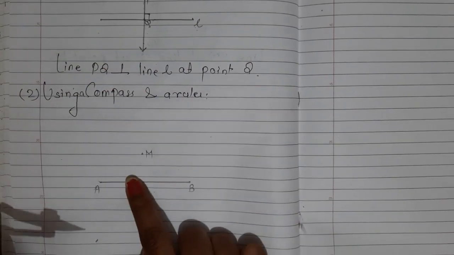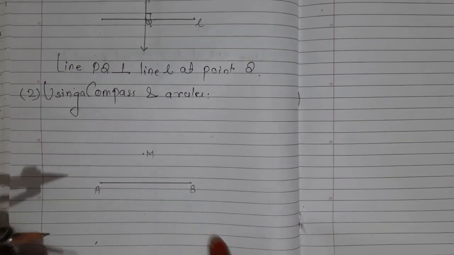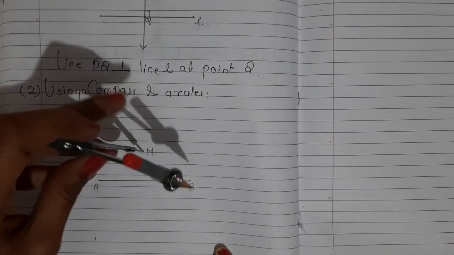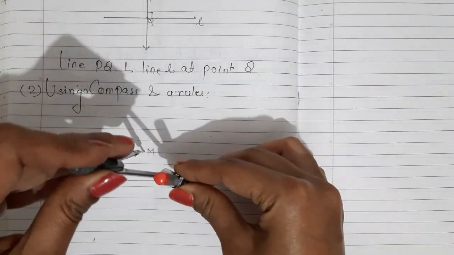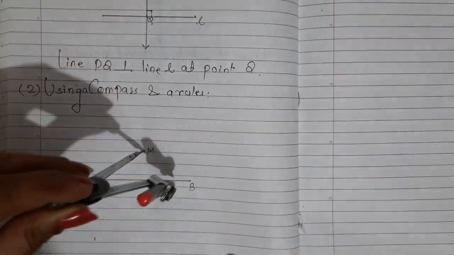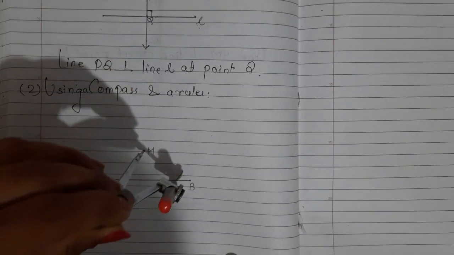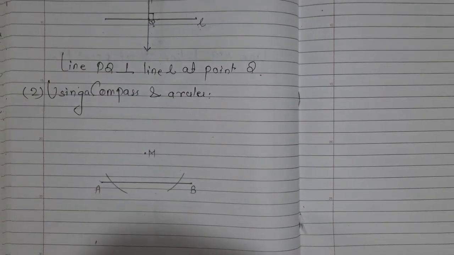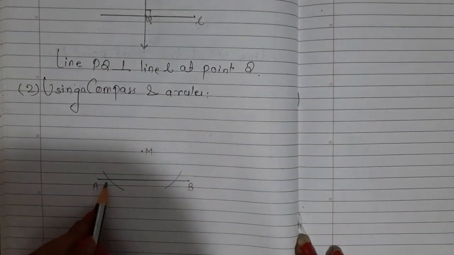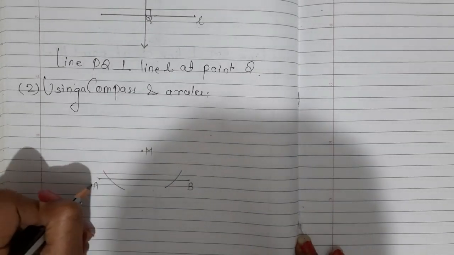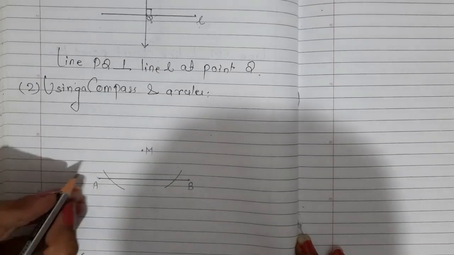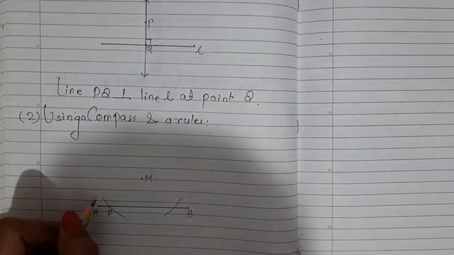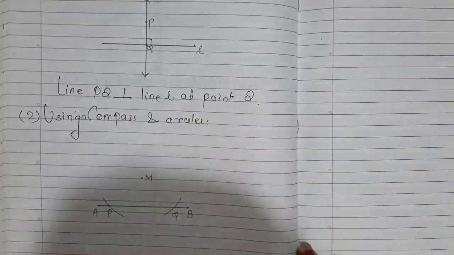So now I have taken point M outside line AB. I will place the center of my compass on point M, and taking a convenient distance, I will draw two arcs which will cut the line AB, like this. I will name the points where they cut the line AB. I will name this point as P, and this point as Q.